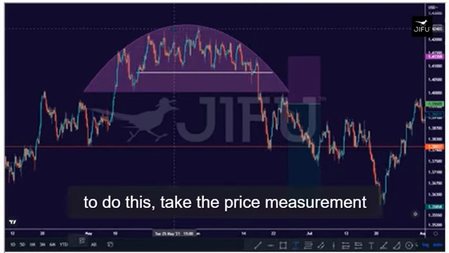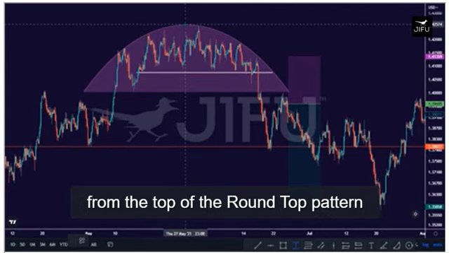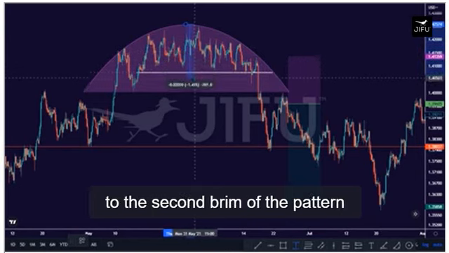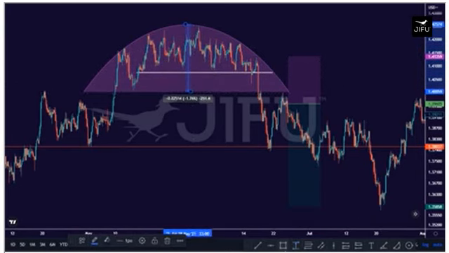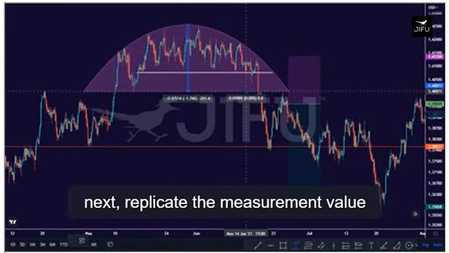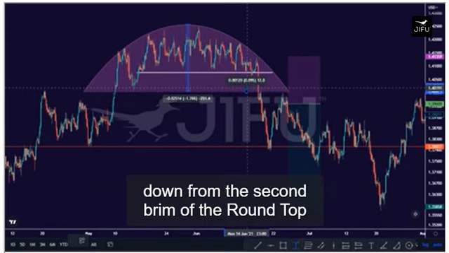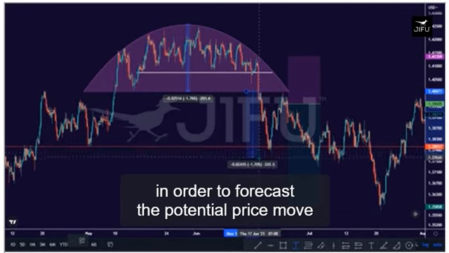To do this, take the price measurement from the top of the round top pattern and measure all the way down to the second brim of the pattern. Next, replicate the measurement value down from the second brim of the round top in order to forecast the potential price move.